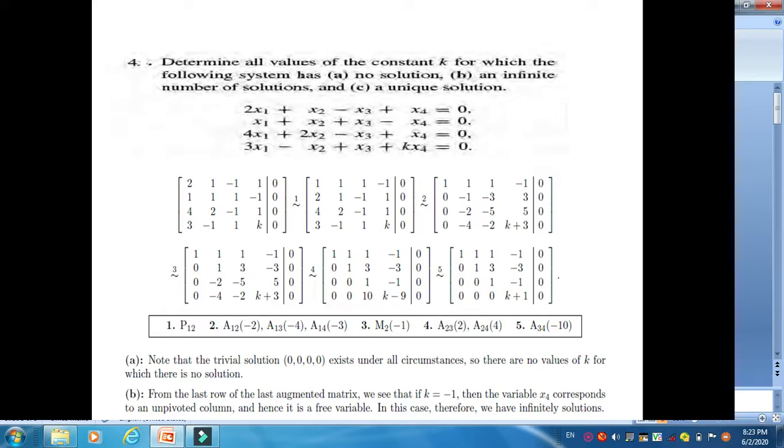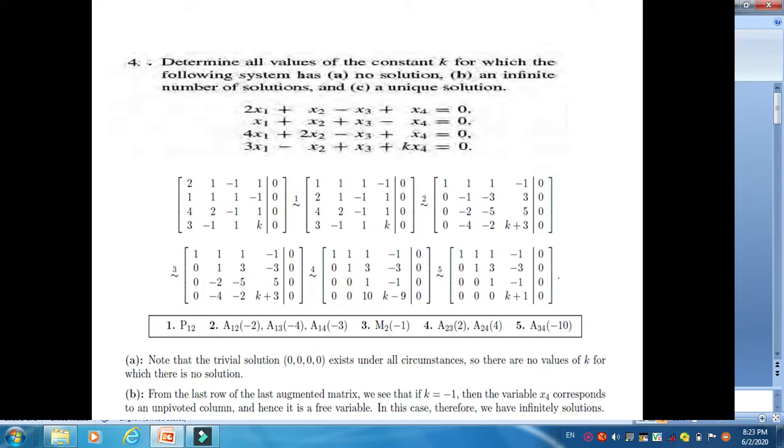So the rank of the coefficient matrix is 4 if you plug in any value of k not equal to minus 1, and the rank of the augmented matrix is also equal to 4, and both are equivalent to the number of unknowns. So we may put here all the values of k except minus 1, right? If you plug in all the values of k, it satisfies the unique solution condition for the final matrix.